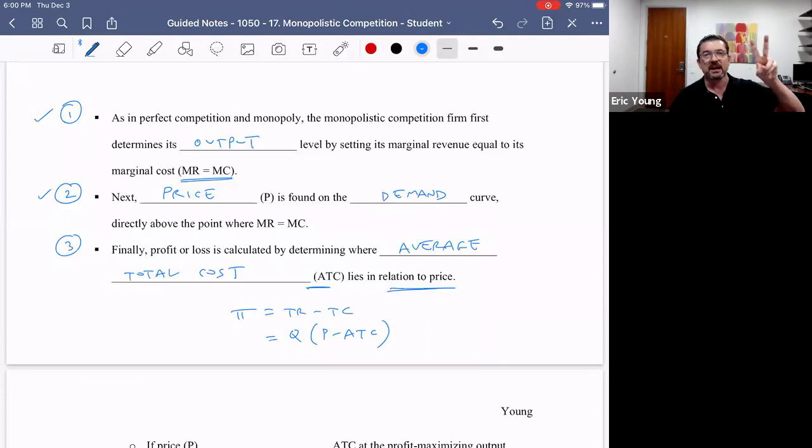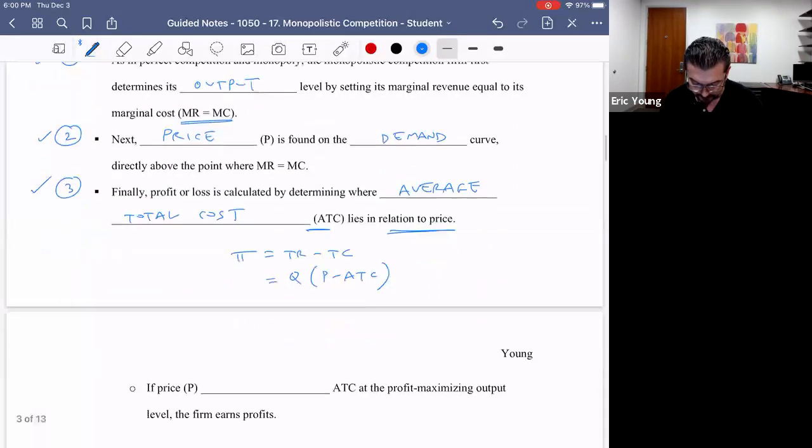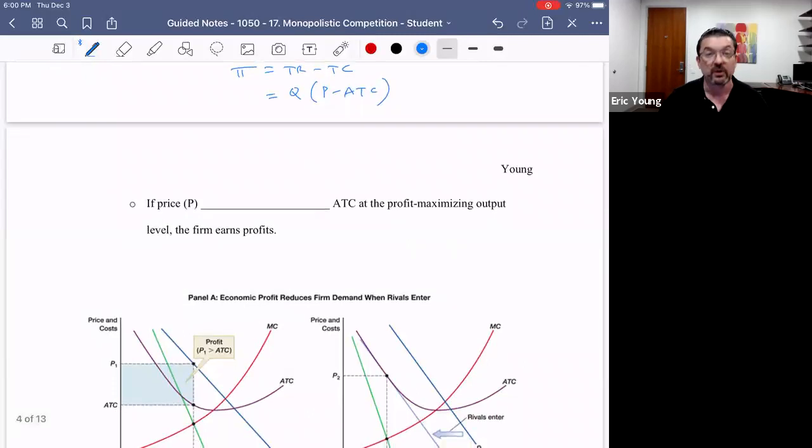This three-step process here: step one, find your output, MR equals MC. Step two, take that Q line up to demand and go to the left for price. And step three, compare your ATC curve at the Q line to your price. That's all you have to do, okay? We know there's really two conditions that can emerge. In case one, if price exceeds ATC at the profit maximizing output level, the firm earns profits. If price is greater than ATC, the firm will make profits.